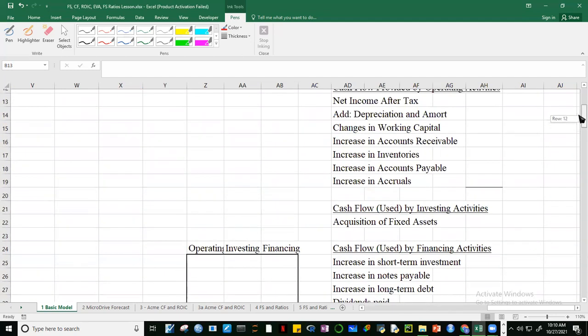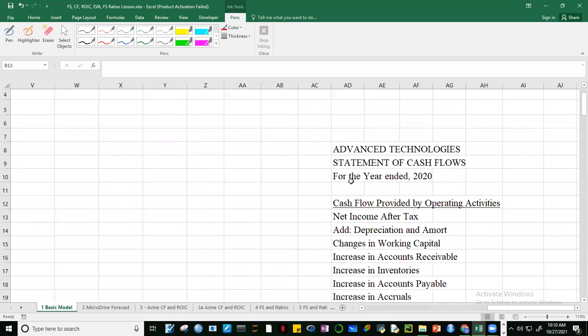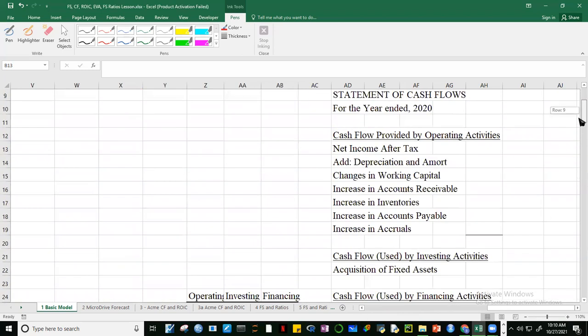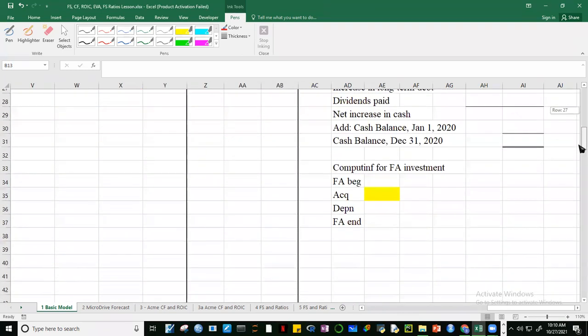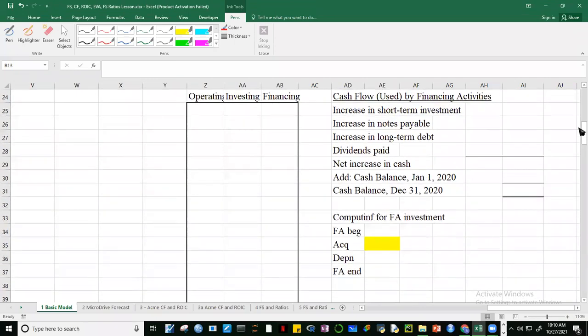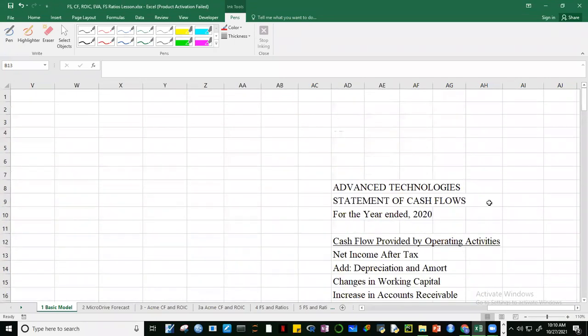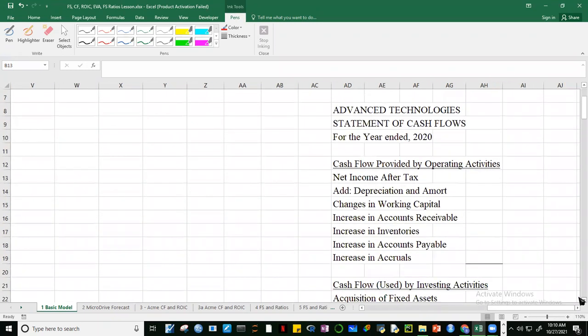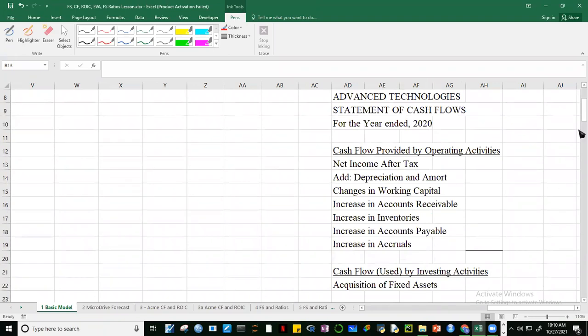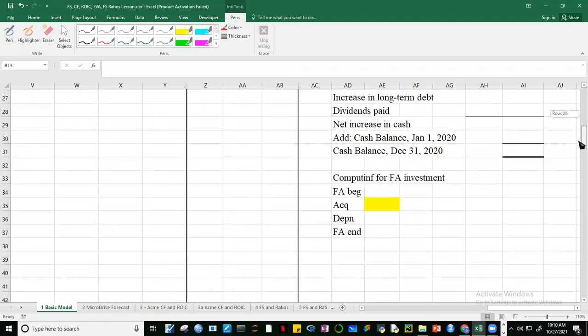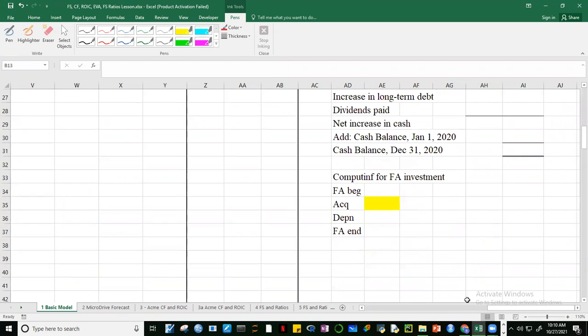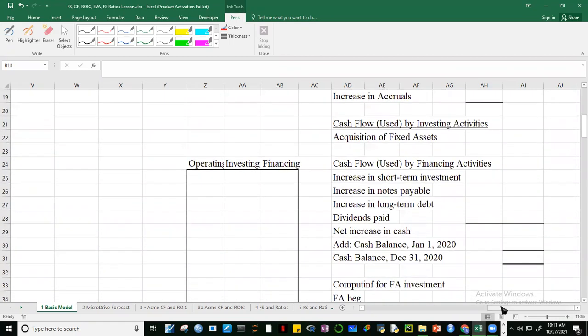Okay, so I forgot to delete this. I should have deleted this portion. Anyway, guys, you should already know how to construct a statement of cash flows, so I won't teach this to you anymore. Just compare notes next meeting about your statement of cash flows.